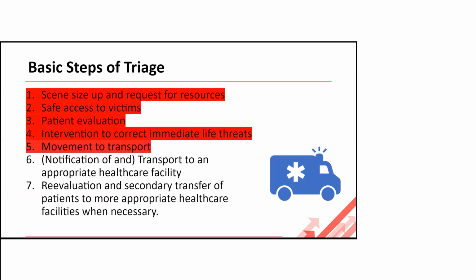So what are the basic steps of triage? Okay. Provider safety should be the first priority during any mass casualty operation. And the scene size up and request for resources as you get in. Remember, you want to know if it's a dynamic scene or a static scene. And then safe access to the victims, your safety and the safe access to the victim teams. Then the next part of it is patient evacuation, okay? And then intervention to correct immediate life threats. So the immediate life threats are the priority, and we'll discuss what these immediate life threats are, okay?